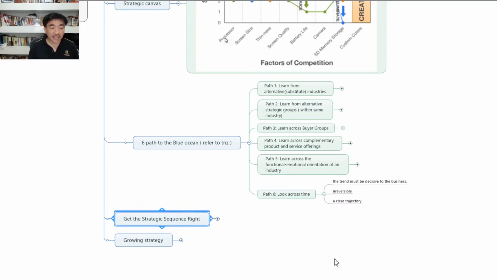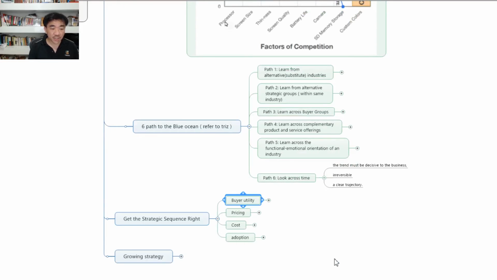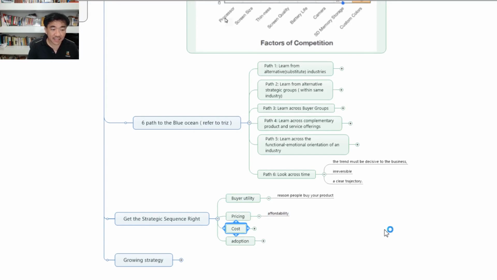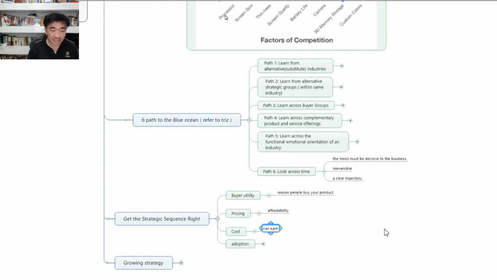And the next is you must set the strategy in the right sequence. In this book, they mention 4 key strategies that you need to decide on: buyer utilities, or the value, that is the reason why people buy your product. The reason why people buy your product has to come first. And then you decide the price, the affordability, and then the earning point, how much margin you would get.